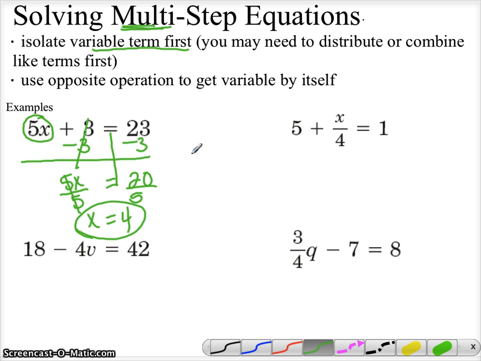Okay, again, you want to check it. Plug that back in. 5 times 4 plus 3. 20 plus 3 is 23, so that checks.